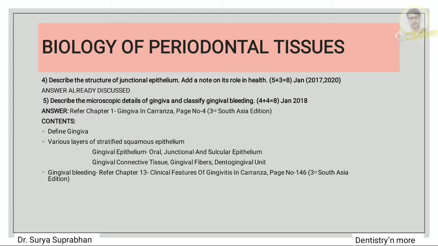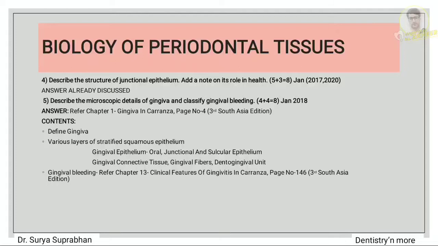Now coming to the next one, that is, describe the structure of junctional epithelium. That is already discussed. Then the next question is describe the microscopic details of gingiva and classify the gingival bleeding. So the microscopic details of gingiva I have already discussed.